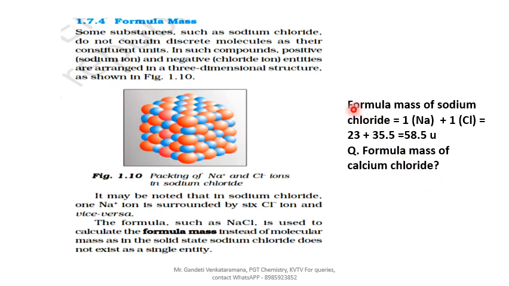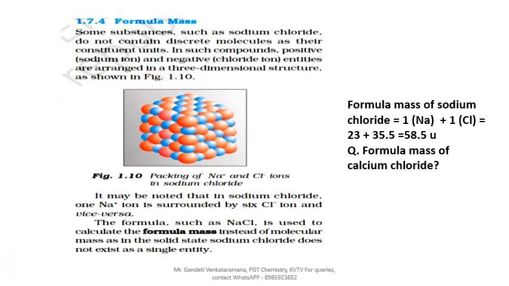Then why are we using formula mass? Some substances such as sodium chloride and calcium chloride, especially ionic compounds, do not contain discrete molecules as their constituent units. In such compounds, positive sodium ions and negative chloride ions are arranged in a three-dimensional structure. Actually, we cannot see NaCl directly. For example, the water molecule exists as H2O, clear. But NaCl, sodium chloride, I will show you.